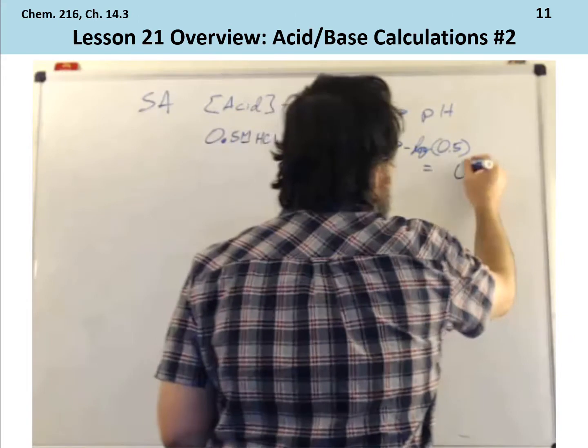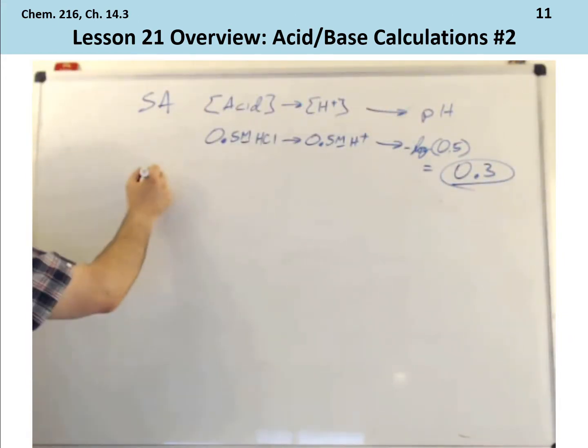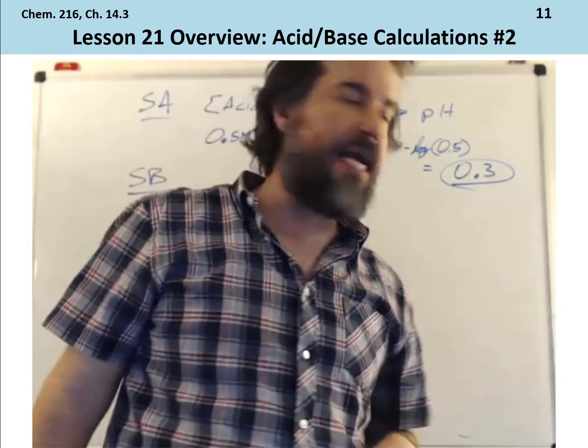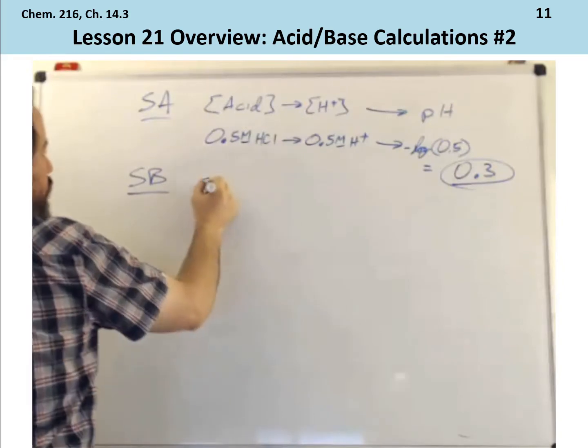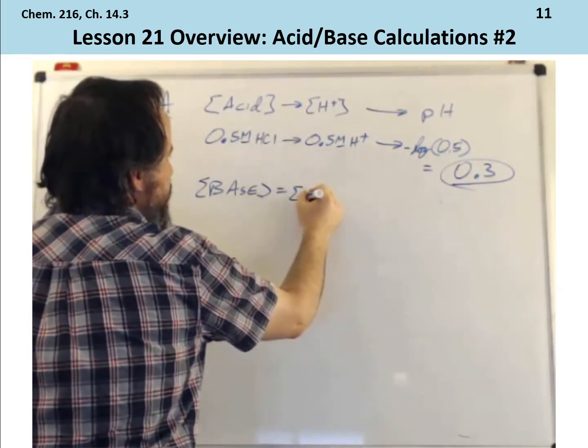In this case, that would be 0.3. All right, that's for a strong acid. Let's say a strong base. For a strong base, we know that all of my base goes to OH-.